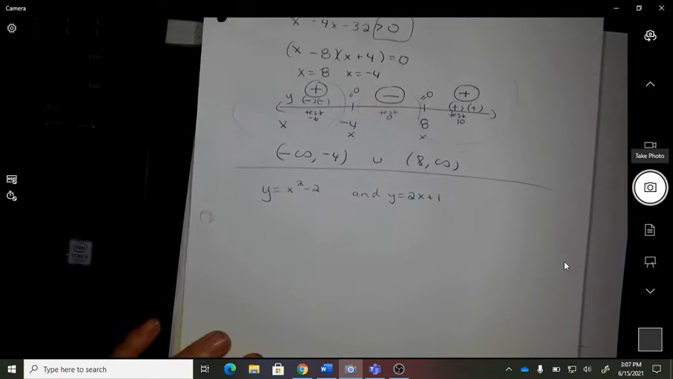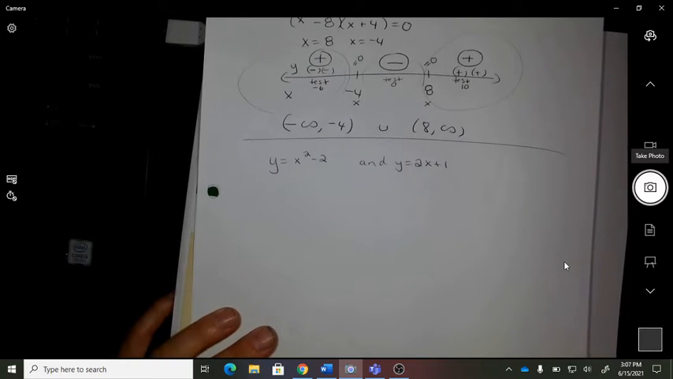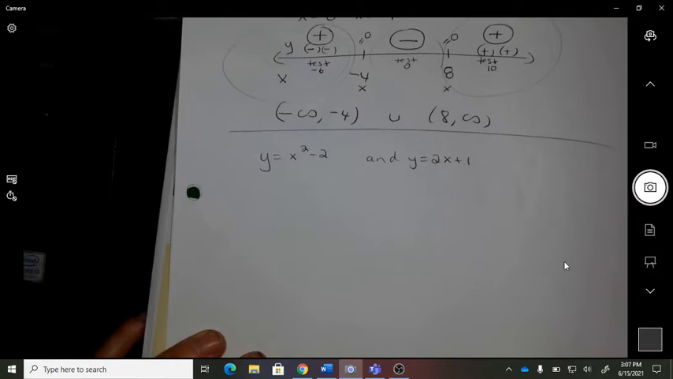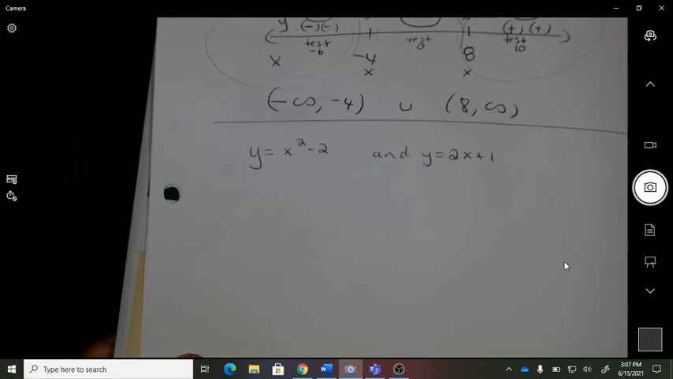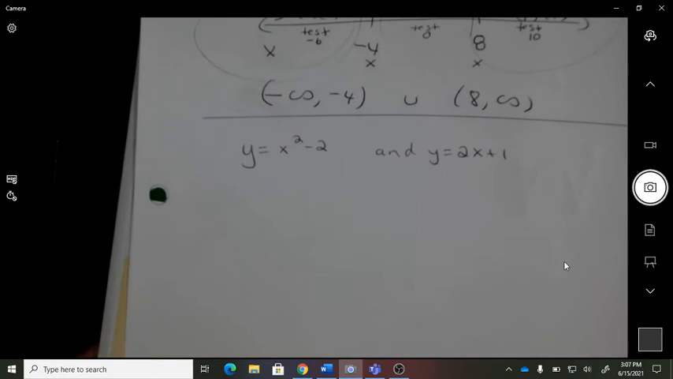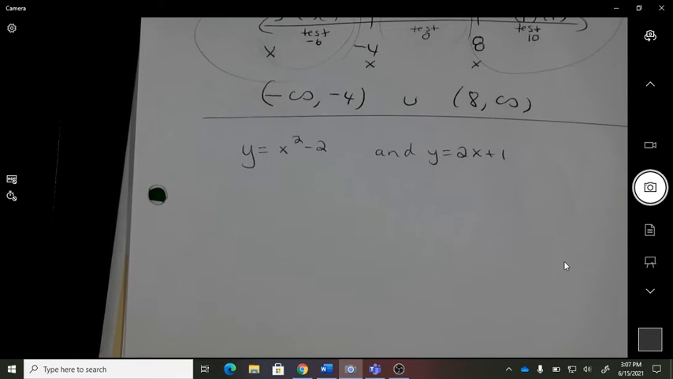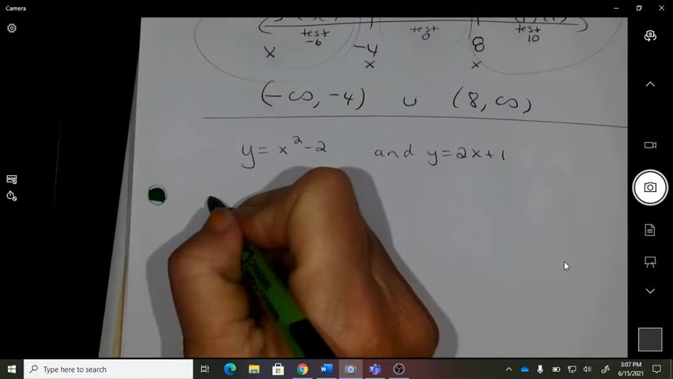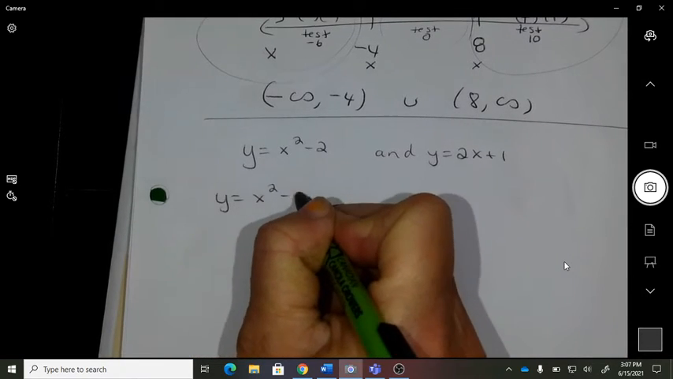Okay, next question is we're going to solve the system of nonlinear equations. So this one is a quadratic equation and this one is a linear equation. So where are they equivalent? I could do three things here. I could put them on top of each other, and then I could do isolation.